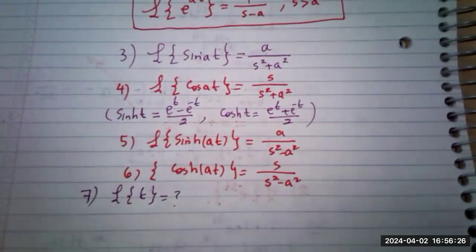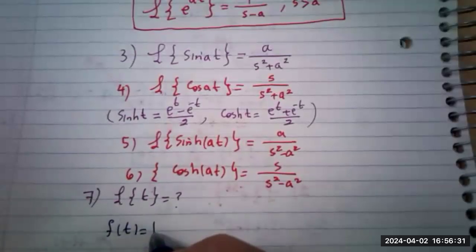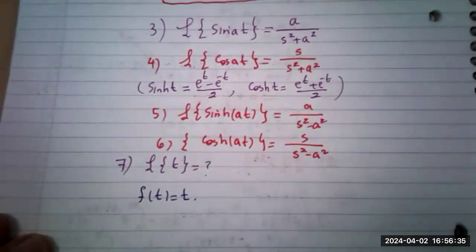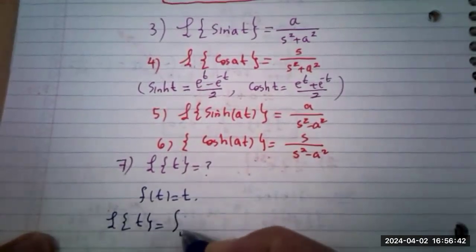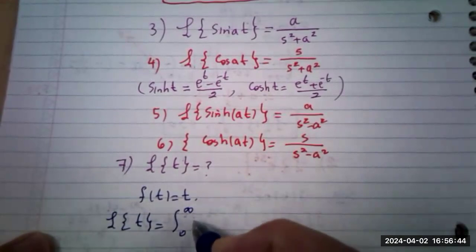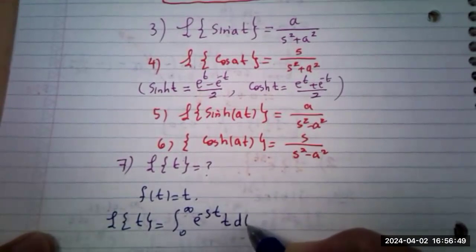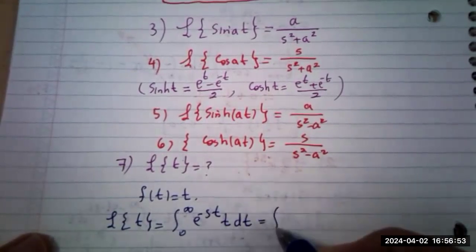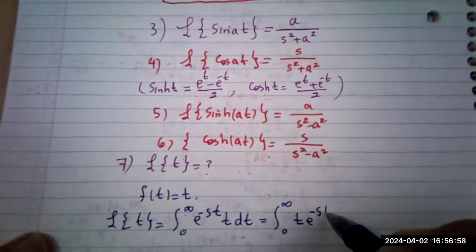So in this case, f of t is equal to t. So write the formula. We're heading for the Laplace transform of t, which would be the integral from 0 to infinity of e to the negative st times f of t, which is t, dt. So this is going to be the integral from 0 to infinity. I rewrite it as t e to the negative st dt.